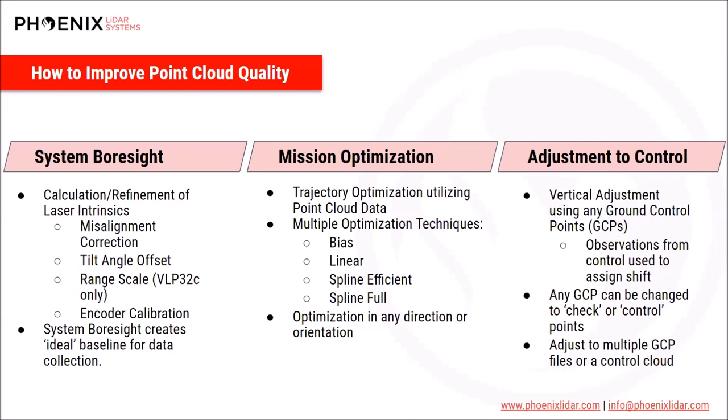If you have this perfect system boresight, this would create an ideal baseline for data collection. But every time a UAV or helicopter or whatever platform goes up in the air and flies, as we saw before from our middle column, there are many trajectory, GNSS, IMU, and reference station inputs that could undermine the system boresight. So that goes to our system optimization.